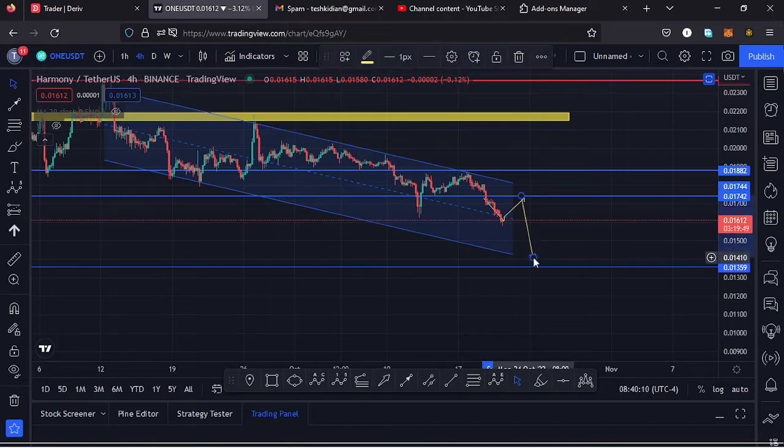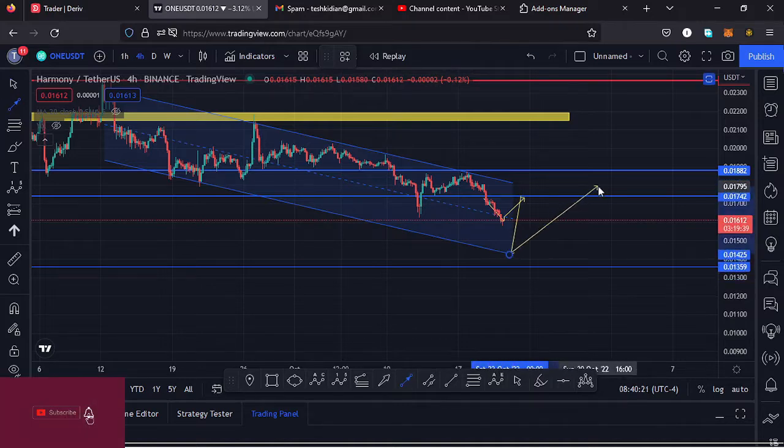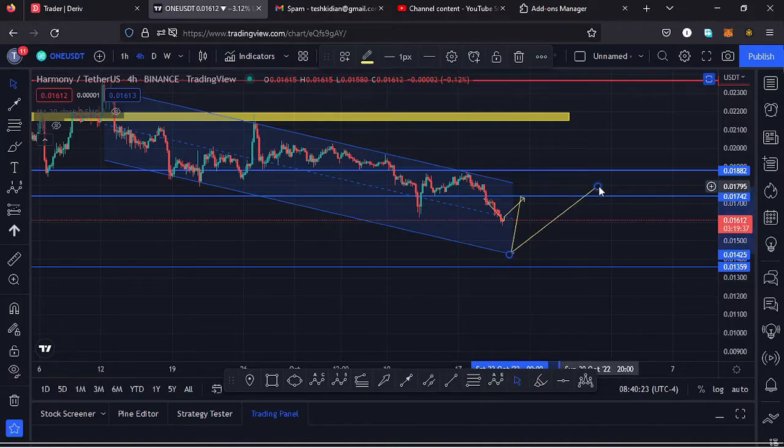And once that happens, there are 2 possible scenarios that can play out. At the lower side of the channel, we can either find support and find a very nice bounce to the upper side, and that can only happen in case there is an increase in volume here on the Harmony One chart, and also a bull movement in the whole crypto market. So unless that happens, it's very hard for us to see a reversal once we get to the lower side of the channel. That is a reversal to the upper side.